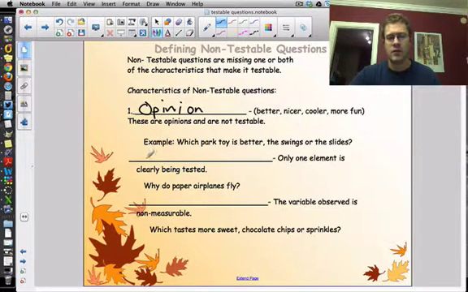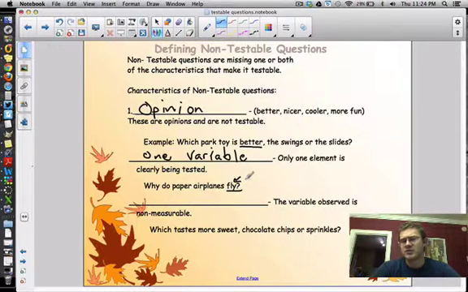Also, one variable. Okay, so I always know that if there's only one variable, obviously I'm talking about independent and dependent variables, I'm missing either the independent or the dependent variable in that instance. And the final red flag that should tell you that it's non-testable is that if the variable that they're observing is non-measurable. So, for example, which tastes more sweet, chocolate chips or sprinkles? The term sweet is an observation based on the senses. You can't measure how sweet something is, therefore it's non-measurable. So, ergo, it is a non-testable question.